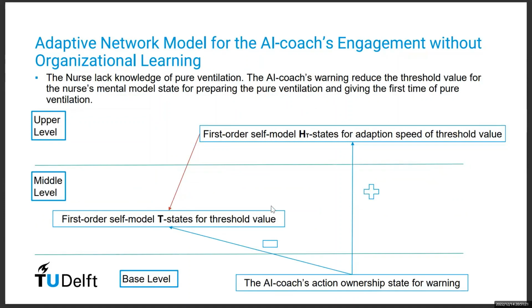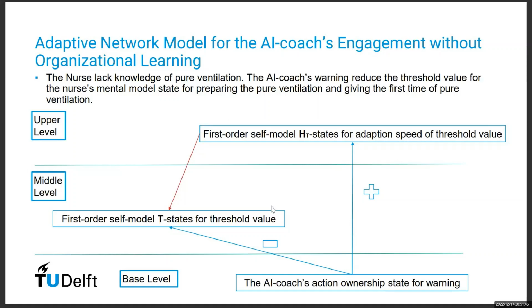We can see here, we give a high threshold value. Here, the nurse lacks knowledge of PURE ventilation. So the AI coach noticed the nurse is going to make a mistake. So the AI coach warns the nurse.